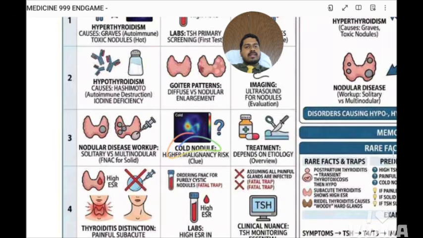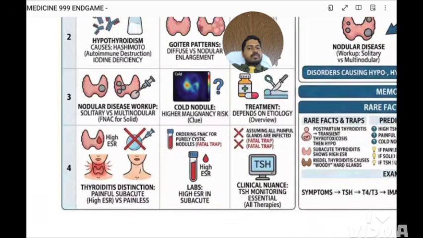Now, hot nodule means you will see that it is uptaking radionuclide iodine. As a result, it means it is forming thyroid hormone. Okay, thyroxine is formed. So these are mainly seen in hyperthyroidism. Cold nodule is mainly seen in malignancy. See here, it is not uptaking. On the left side you can see the nodule is not uptaking radioactive iodine. So this has more malignancy risk. Okay, cold nodule. So treatment depends on etiology.